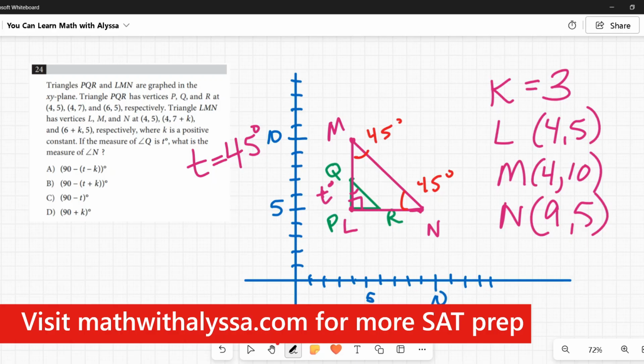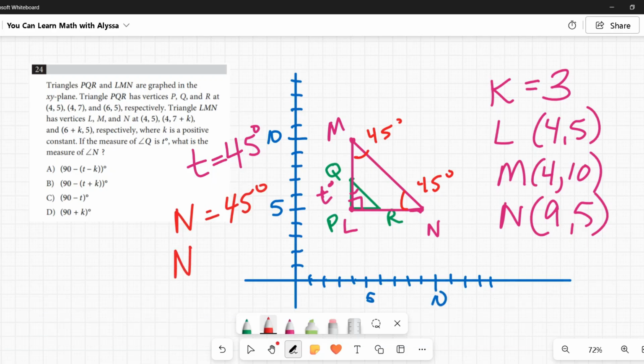It's the same as T. Angle N is 45 degrees. Angle N is T degrees. It's the same, but that's not an option over here, is it? So you go, wait a minute, Alyssa, how am I supposed to do this then?